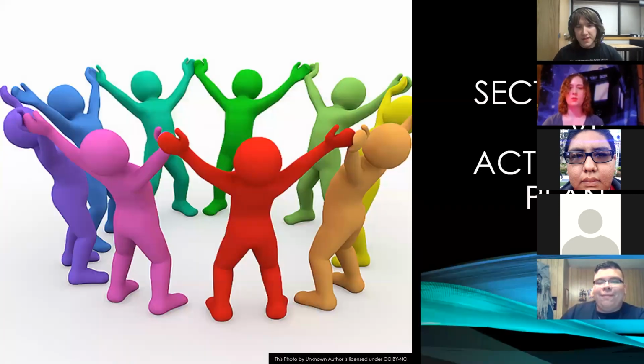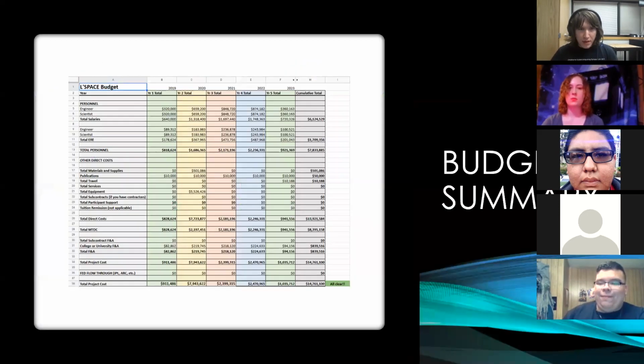All right, now we have section 6, our activity plan. Briefly, you see our budget here. We're under 15 million, so if there are any errors, we're confident that we have the wiggle room to add any unforeseen costs we may need.